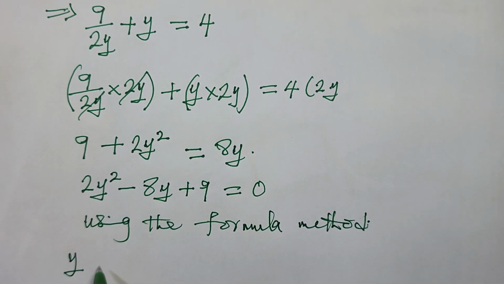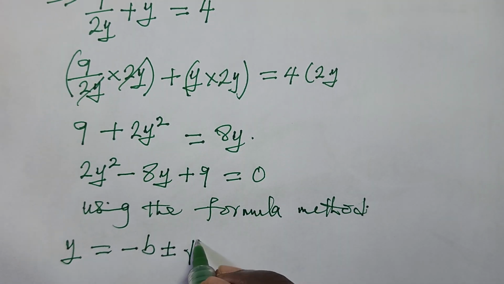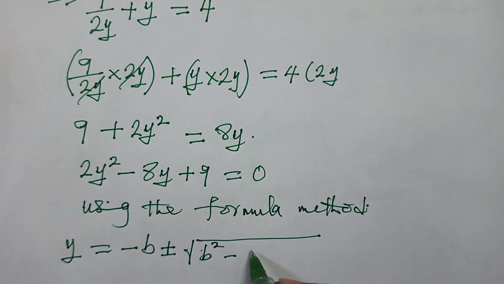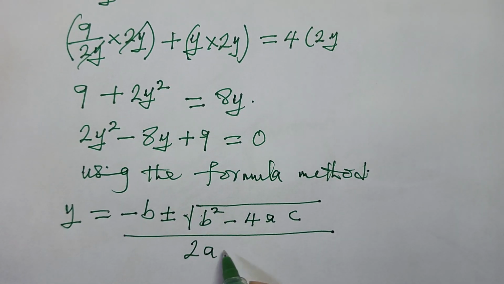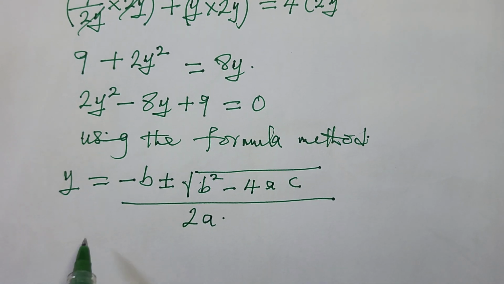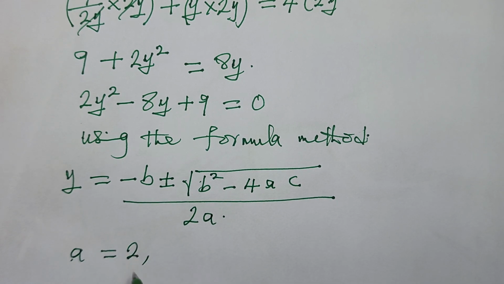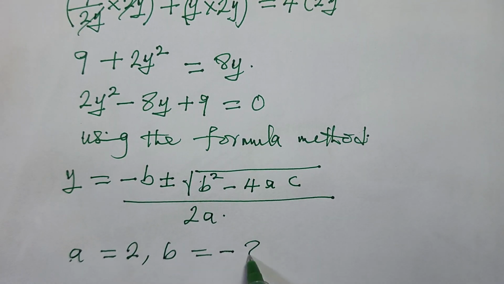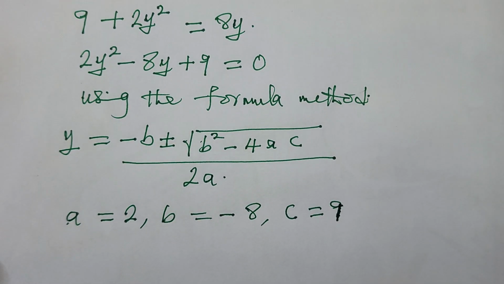We know that y will be equal to minus b plus or minus the square root of b squared minus 4ac, everything all over 2a. All we need to do is bring out the values of a, b, c and substitute them into this equation. From the original equation, we have a equals 2, b equals minus 8, and c equals plus 9. So let's substitute.